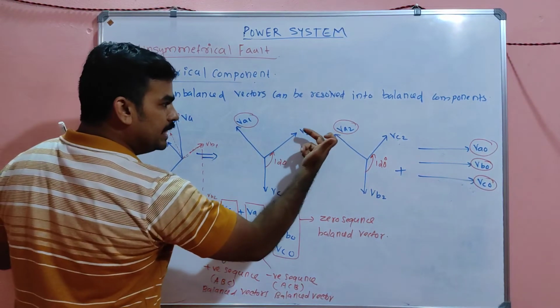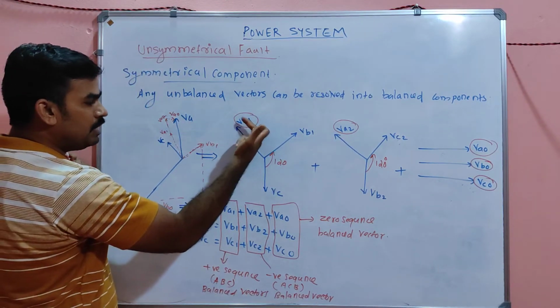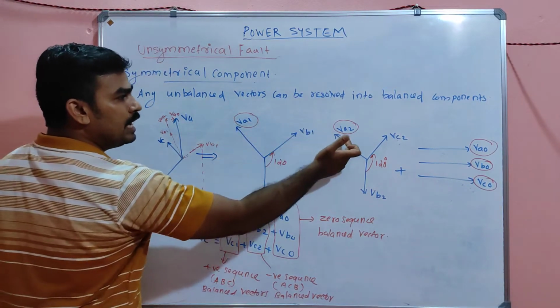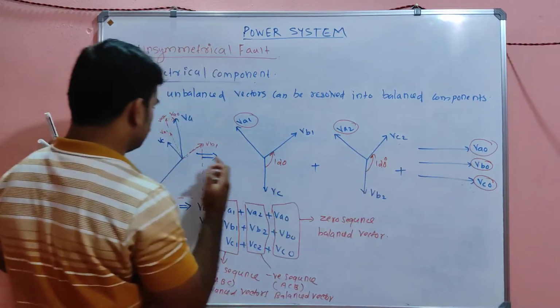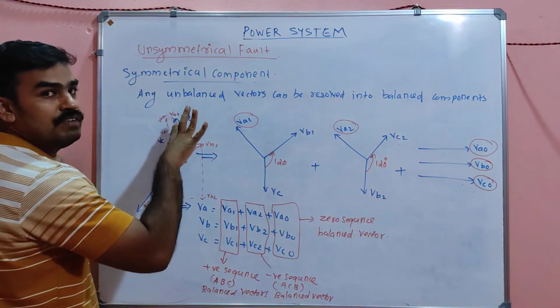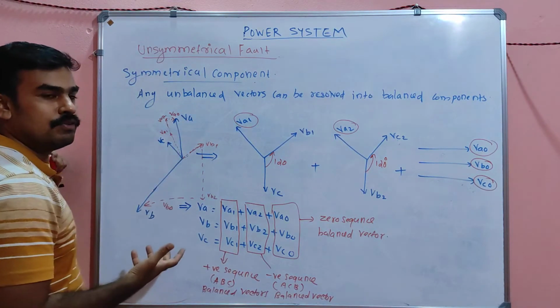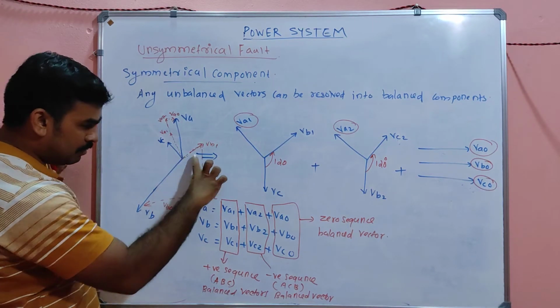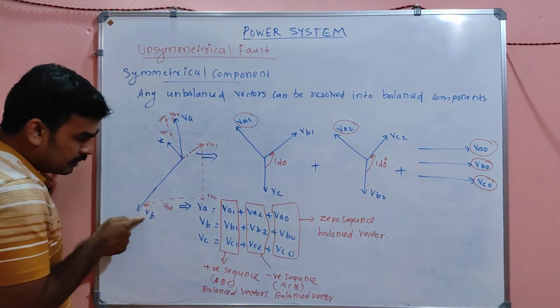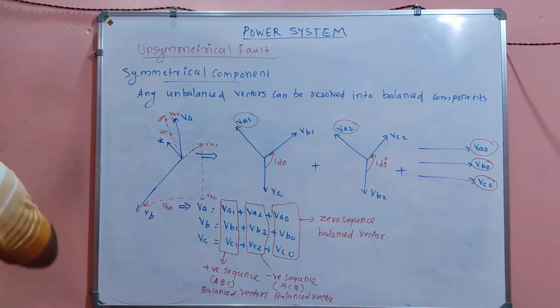If I place VA1, VA2, VA0 together, I will definitely form VA. If I place my VB1, VB2 and VB0, the resultant will be VB. That is the beauty.